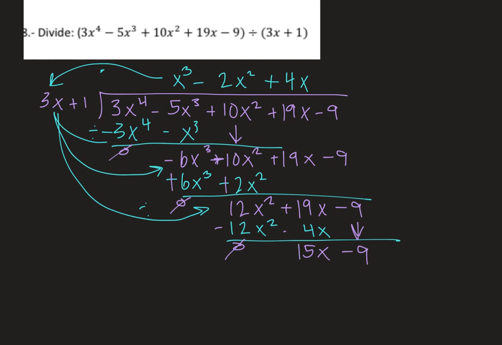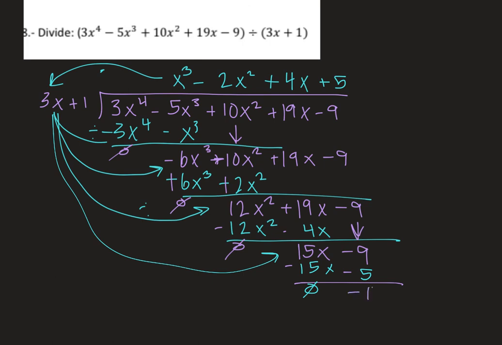There we go. Okay, then we're going to go and do the last one here. 3 goes into 15 5 times. And then 5 times 3 is 15. 5 times 1 is 5. So I'm going to subtract each thing, change each thing's sign. And we've got 15x minus 15x is 0. And negative 9 minus 5 is negative 14.